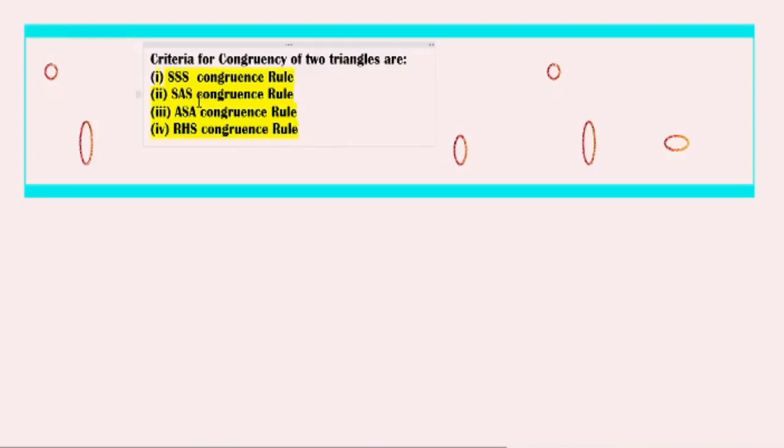And second and third, you have to take care. In second condition, SAS, here the angle should be included between the given two sides. And in the third condition, ASA, the given side should be included between the given two angles. Then only we can use these two criteria of congruence.